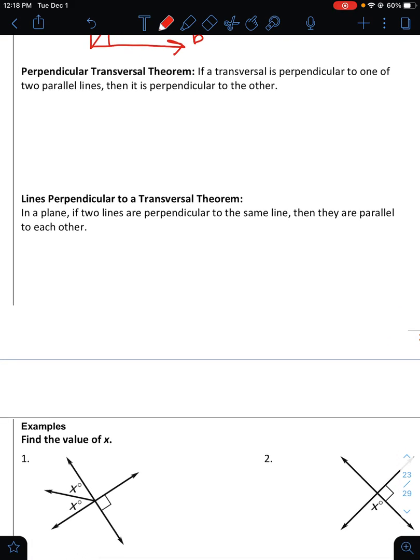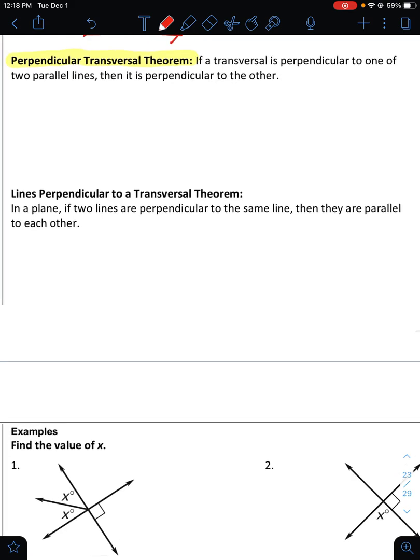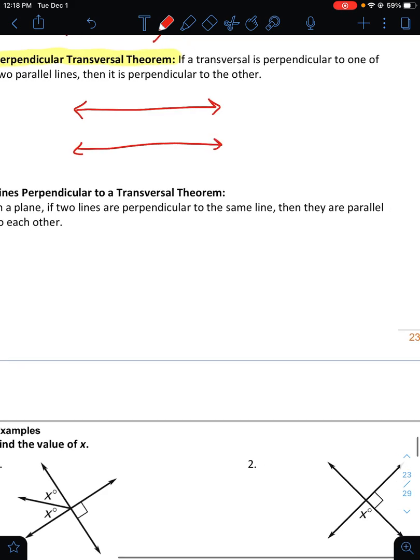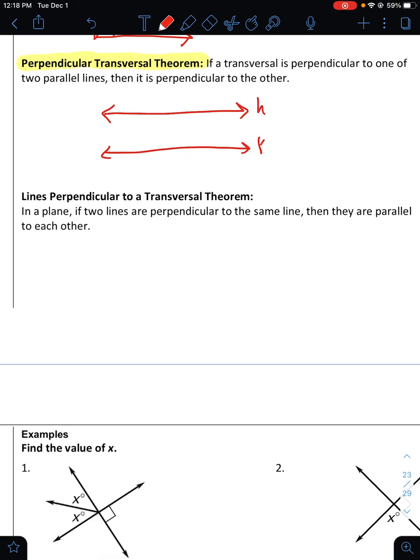Okay, we do have names on these last two. We have the perpendicular transversal theorem. It says if a transversal is perpendicular to one of two parallel lines, then it has to be perpendicular to the other. So let's draw a set of parallel lines. I'm going to draw two lines that are parallel to each other. I'll call them H and K. Now they're parallel, so I'm going to add the little parallel marking here.